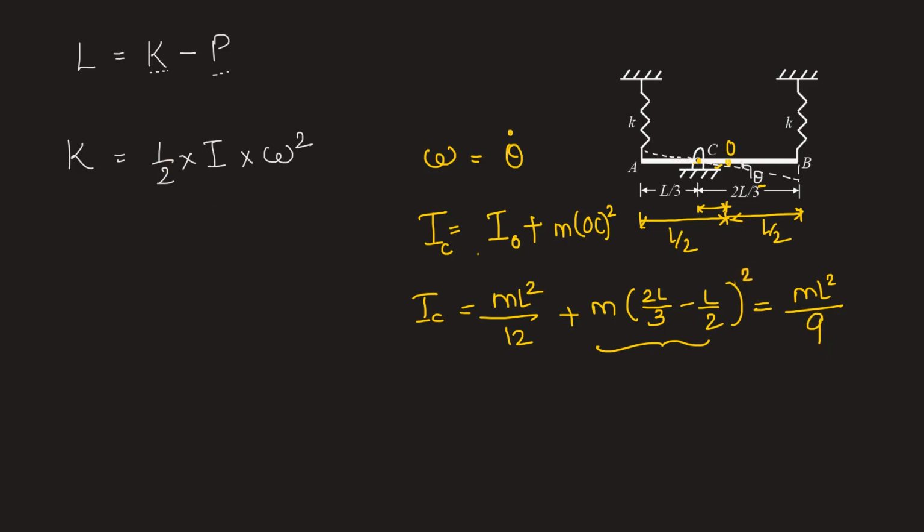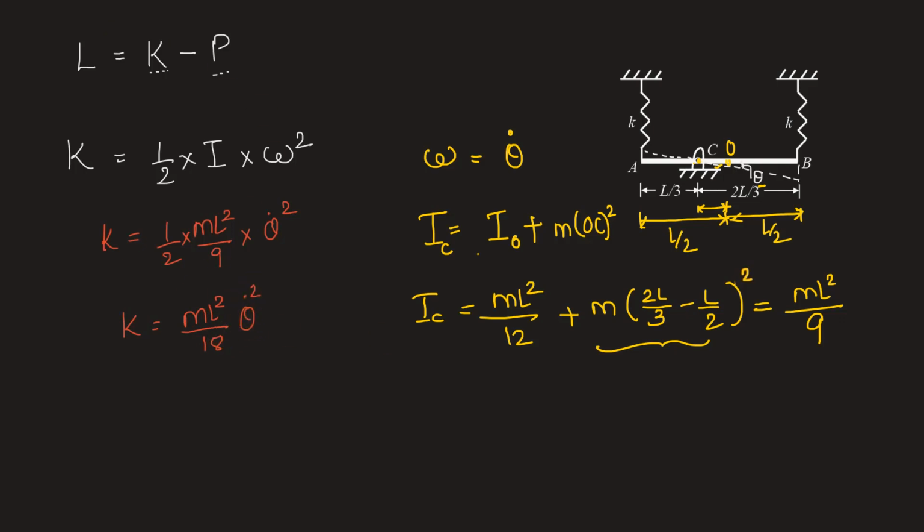Let's put it here. So kinetic energy K is equal to half into I, which is M L square by 9, and omega we already saw it is theta dot. So this will be theta dot square. We have the kinetic energy as M L square by 18 theta dot square.